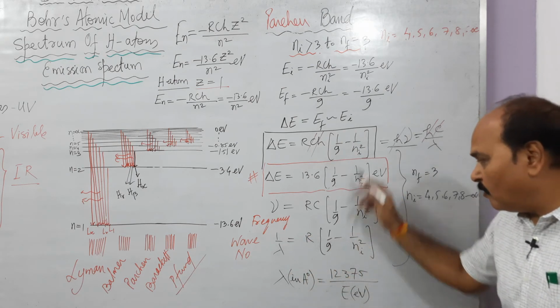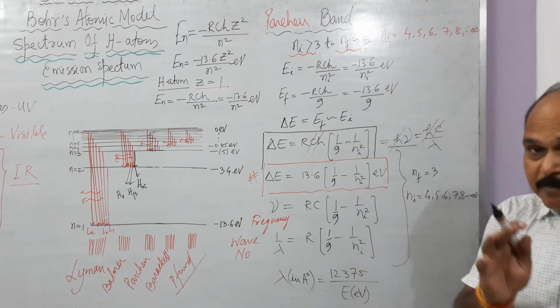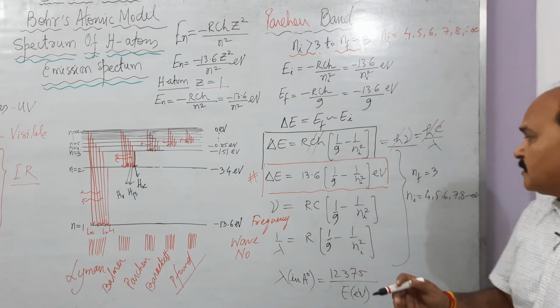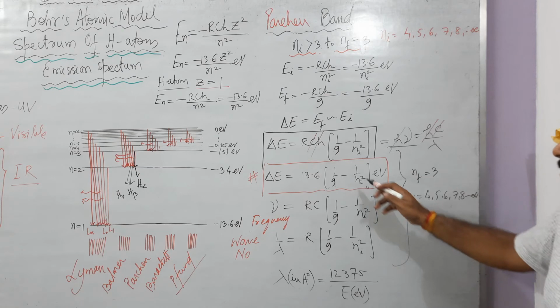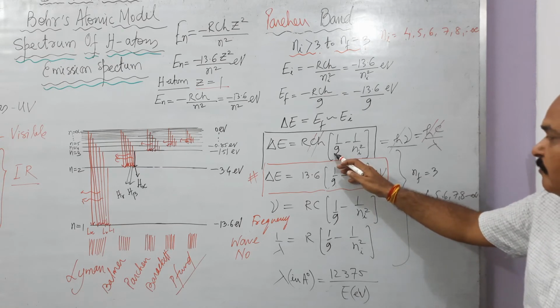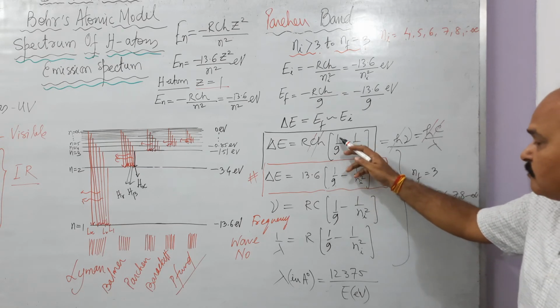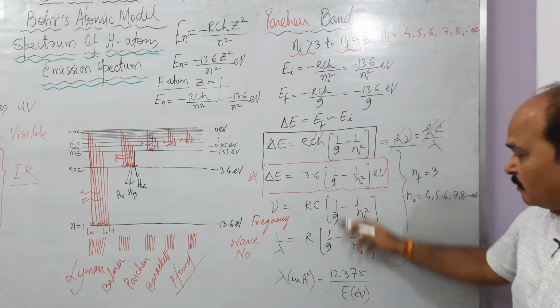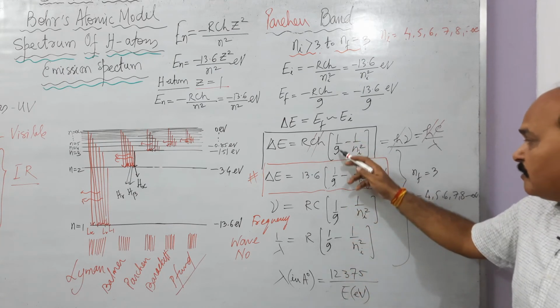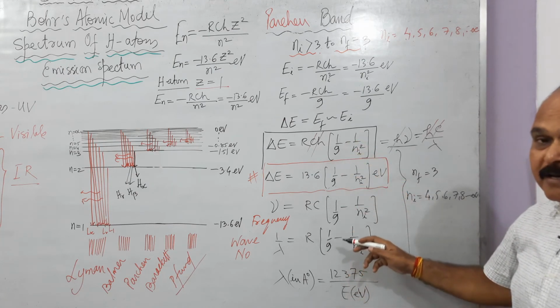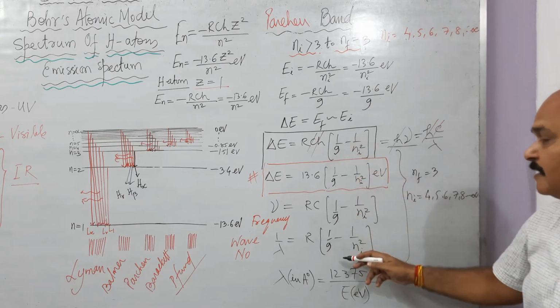But remember, all these results are similar to the results we have been finding out for the Lyman and Balmer series. The difference here is the final energy state. In Lyman it was 1 upon 1 in all the cases. In Balmer it was 1 upon 4 in all the cases. And now it is 1 upon 9 in all the cases.